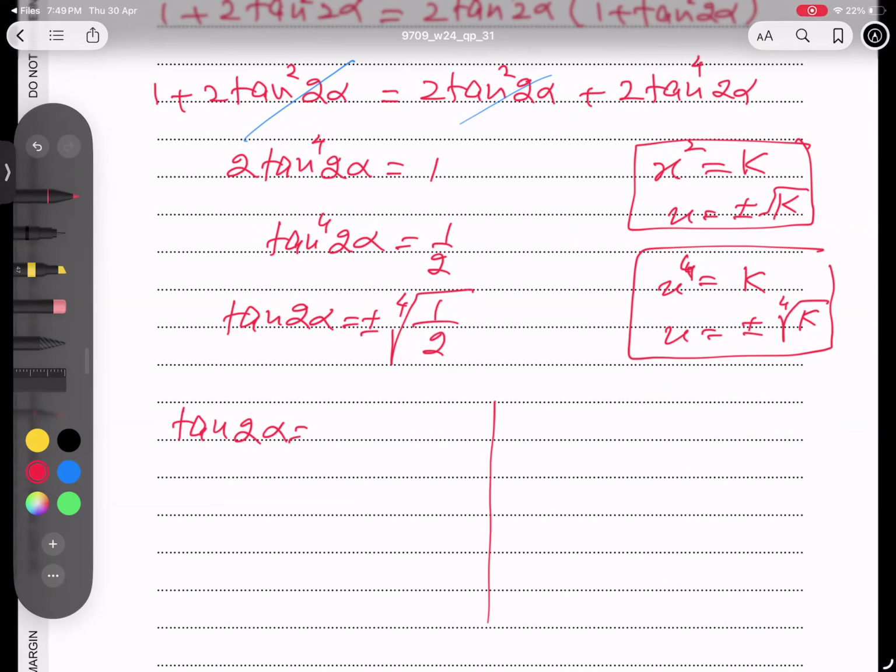So student, what to do now? I'm writing one time positive and one time negative. So check it, 1 over 2 fourth root, with a positive sign and negative sign.